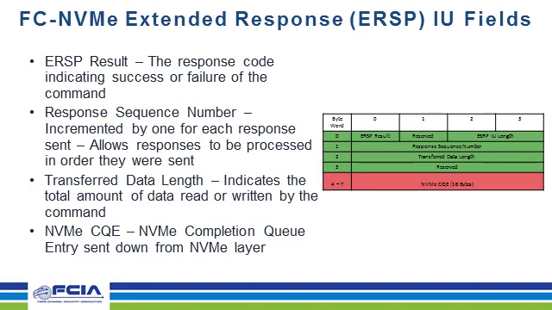The extended response frame is a bit more complicated. It contains a result field to indicate success or failure. It contains a response sequence number, which indicates the order in which responses were sent, so they can be reordered if need be. And it contains a total data transfer length, which is the amount of data that was actually transferred, if there was data transferred with the command being responded to. And of course, it also contains the full NVMe CQE, or command response.